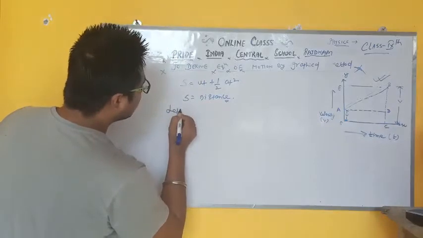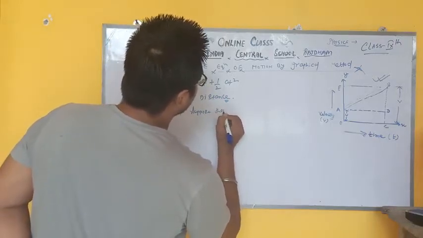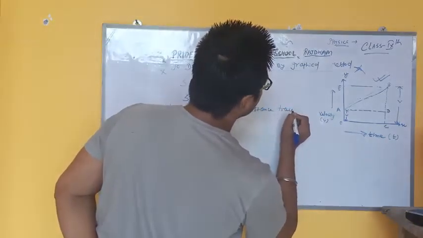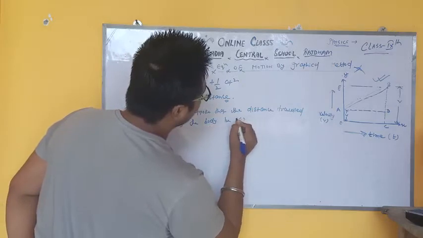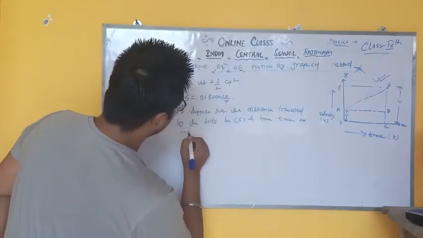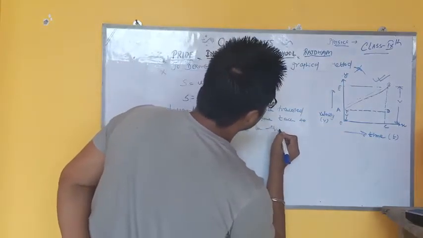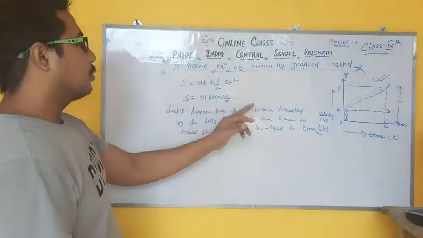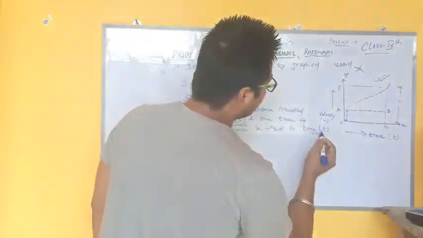So now let's suppose that the distance traveled by the body be equal to s and the time taken to travel the distance be equal to time t.